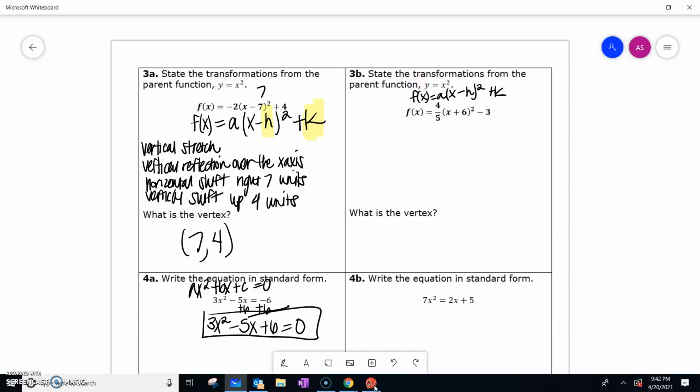Okay, so with our a value being 4/5, that's going to be a vertical compression. In some cases, we want you to identify the number, so it'll be a vertical compression by 4/5. And I actually should have put this over here too. That is the vertical stretch by 2. If they ask for it, they may not ask, but if they do, there you go.